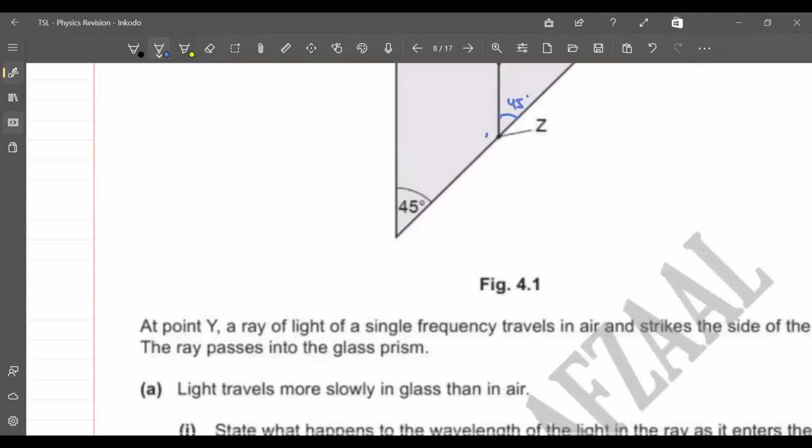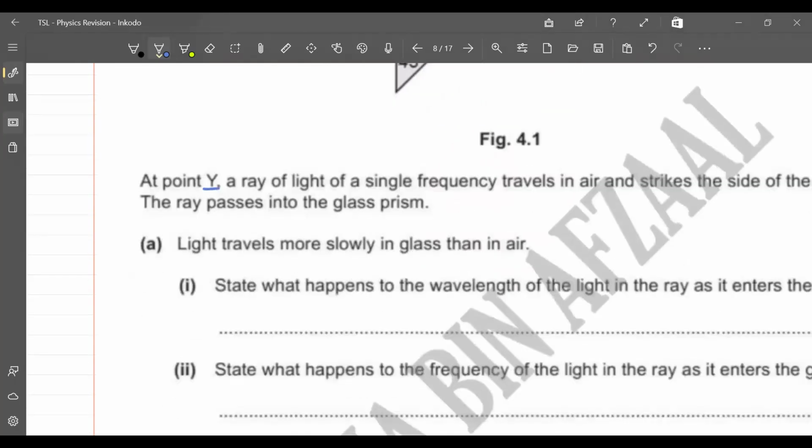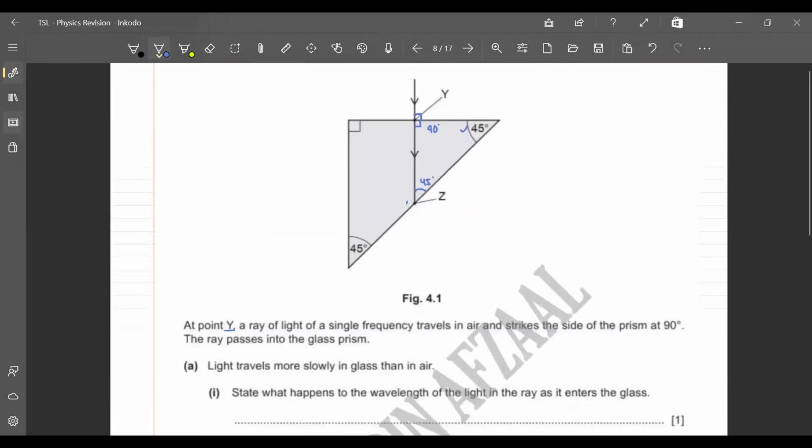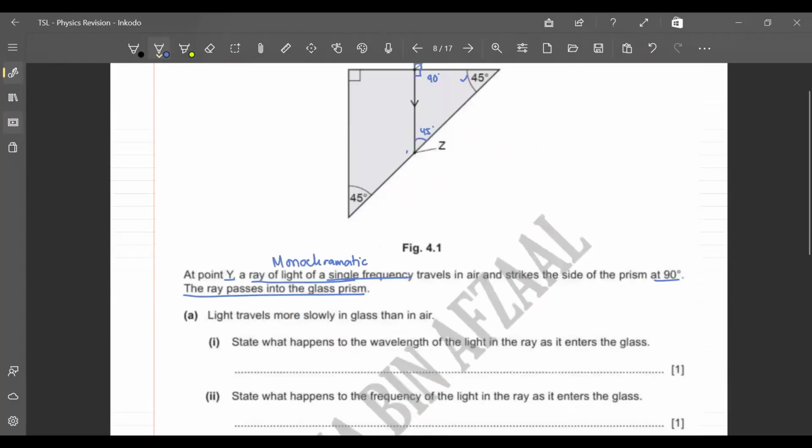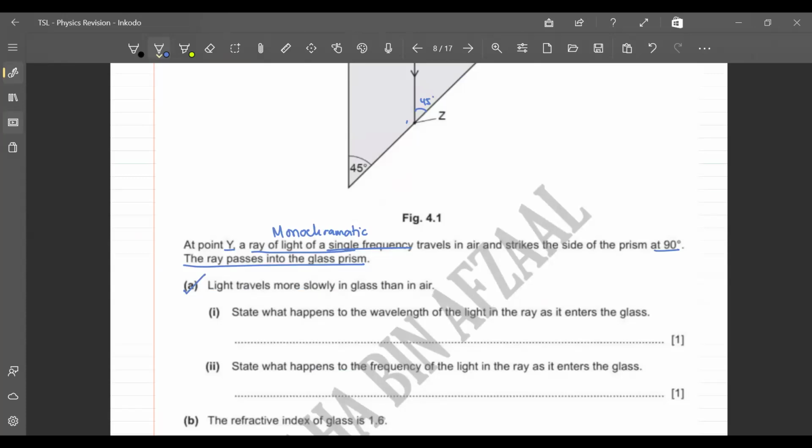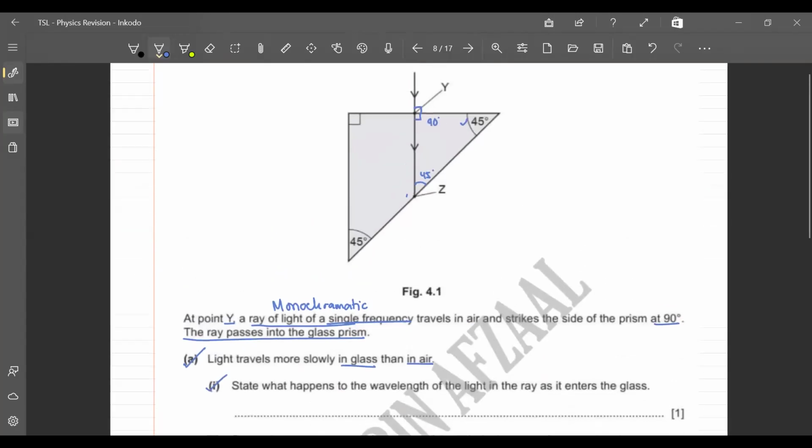Okay. Now it says at point Y, let's look at point Y. A ray of light of a single frequency. When we talk about a ray of light of single frequency, we're talking about a monochromatic ray. A monochromatic ray is defined as a ray of light with a single frequency. It travels in air and strikes the inside of the prism at 90 degrees. The ray passes into the glass prism. Okay. Light rays travel more slowly in glass than in air. State what happens to the wavelength of the light in the ray as it enters the glass.